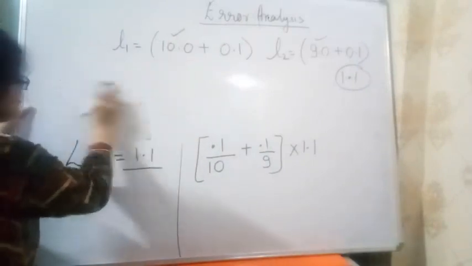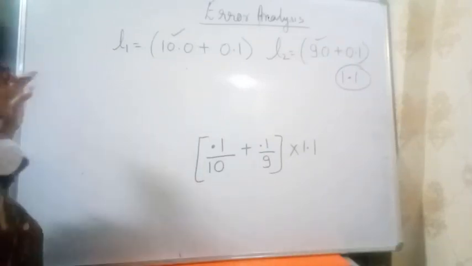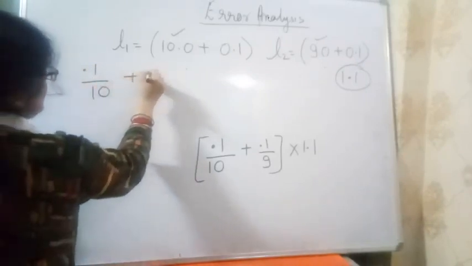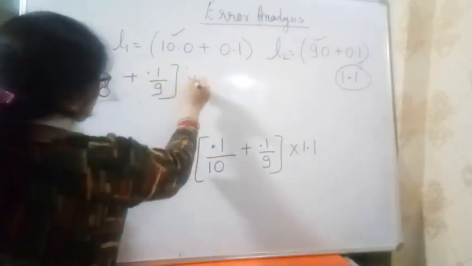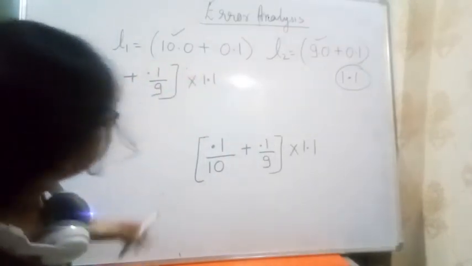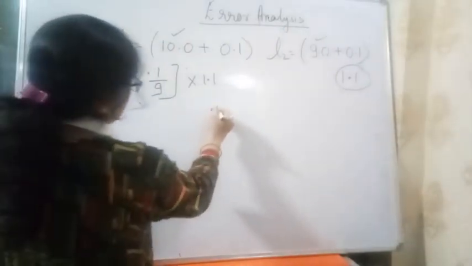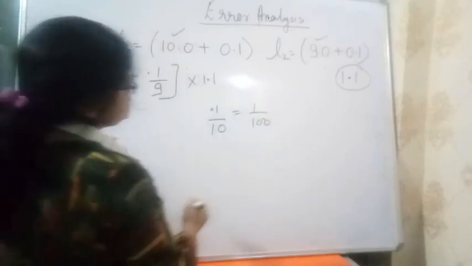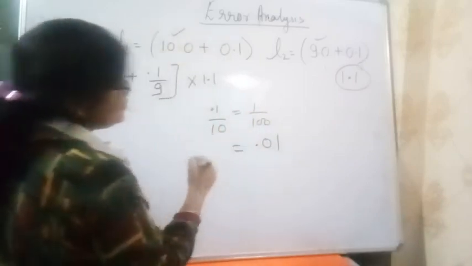Actually in division we have a little bit of confusion. How will we do that? Now 0.1 over 10 plus 0.1 over 9 into 1.1. Clear? Now I am going to divide separately in front of you so that there is no confusion. That means 0.1 over 10, that means 1 over 100. Clear? That means what? 0.01. I think you know.